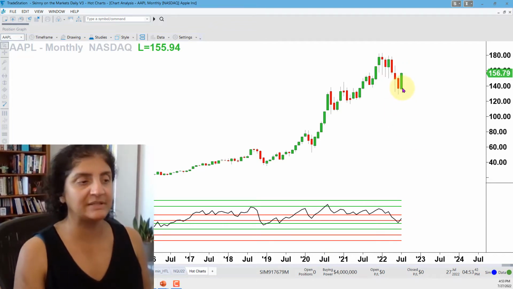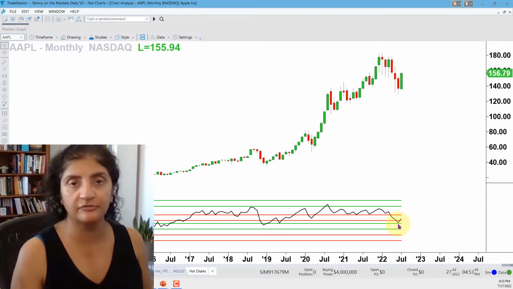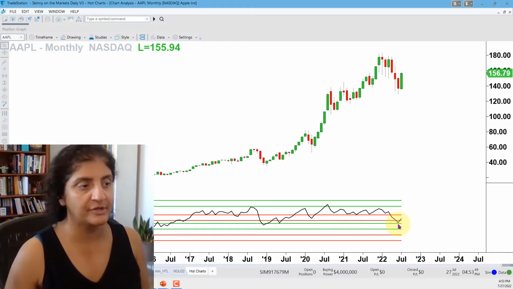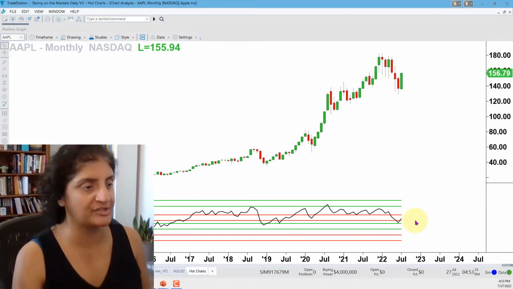And this is also in line with my RSI power zones. That's my favorite momentum indicator, lifting from what I call the bull support power zone. So this is giving a good sign for Apple heading into its earnings release date.